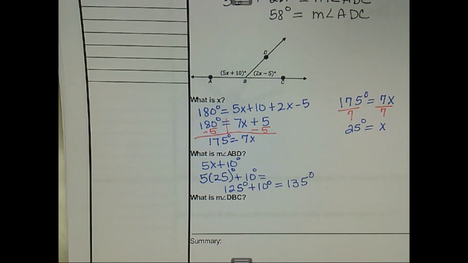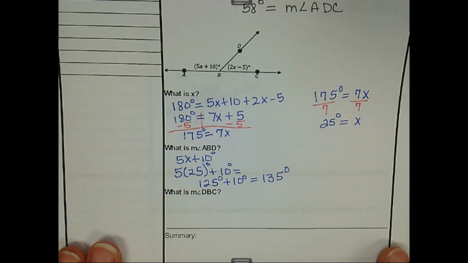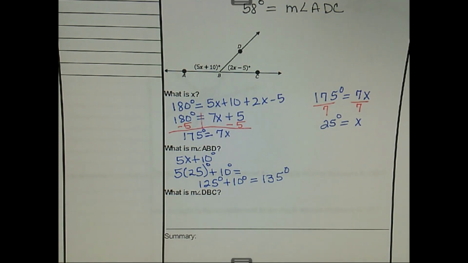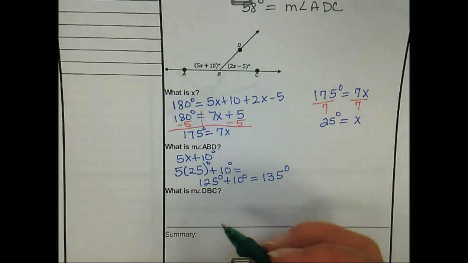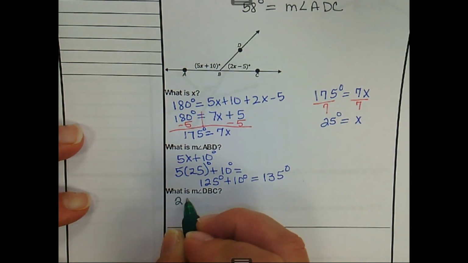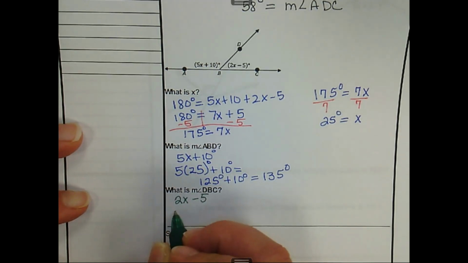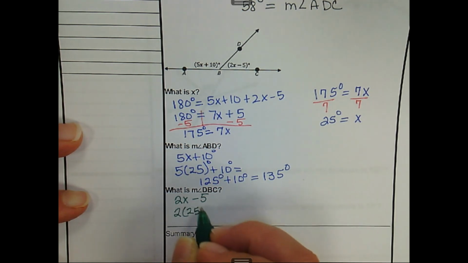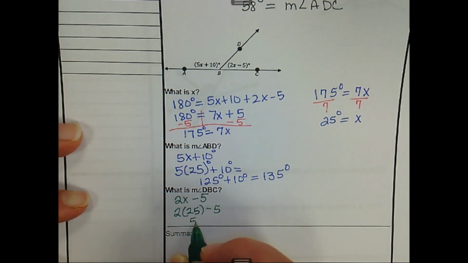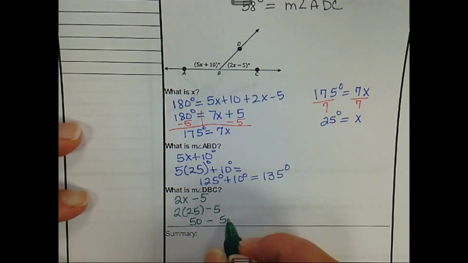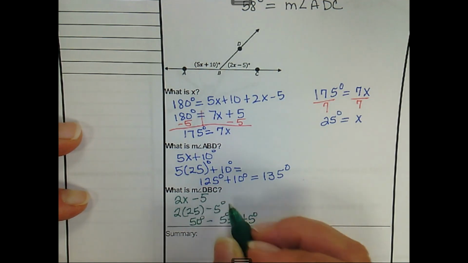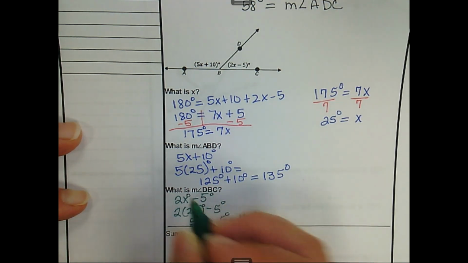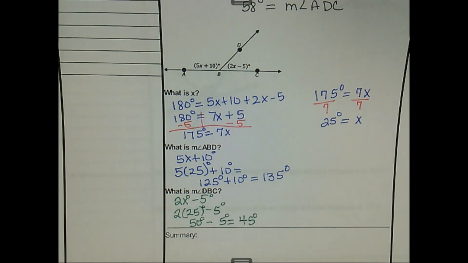Okay, for the last one, there are 2 ways of finding it. How are you going to do it? You're going to do it the way that makes the most sense to you. So the first way would be to use the expression. So it's 2x minus 5. 2 times 25 minus 5. 50 minus 5 is equal to 45 degrees. Remember, these are all in degrees, and we should have them on our paper. Okay, that's one way to do it.